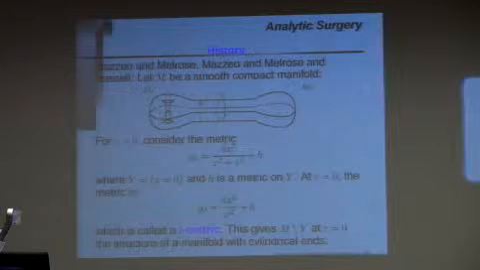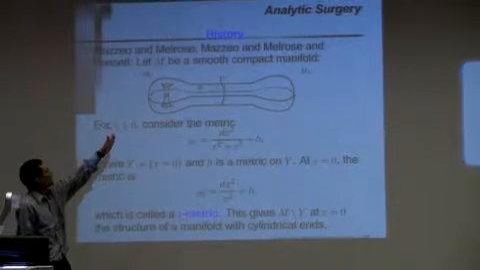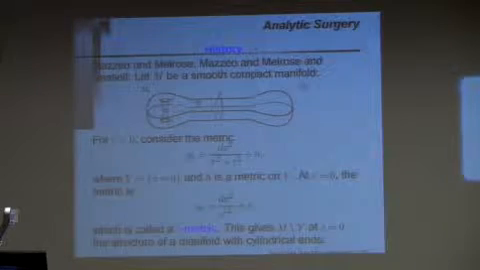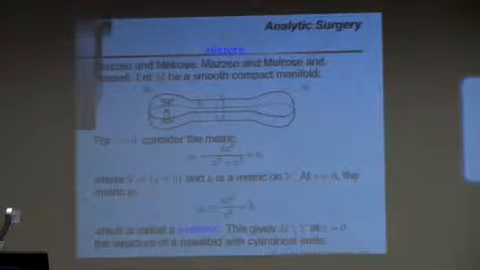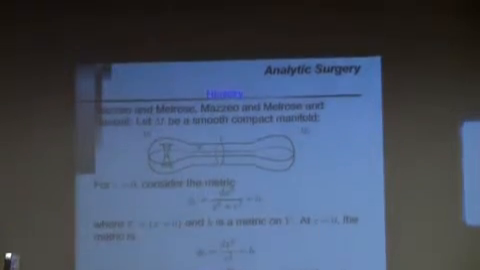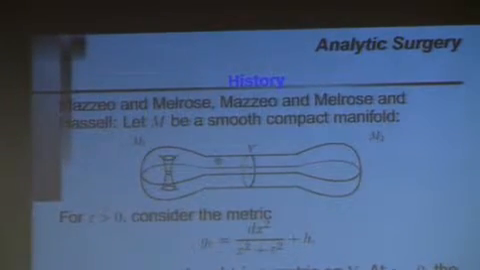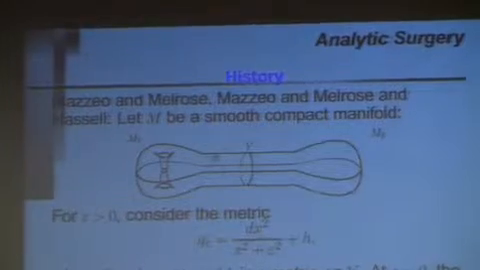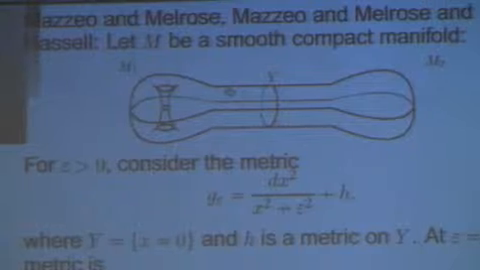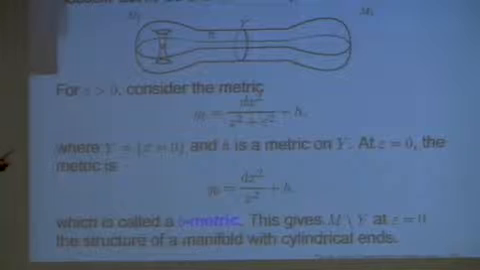Okay, so they look at a closed, smooth, compact manifold, and say that you have a hypersurface that divides it, and for epsilon greater than 0, they consider a metric g_epsilon equal to dx squared over x squared plus epsilon squared plus h, where x is a defining function for the separating hypersurface Y, and h is a metric on the cross-section Y. In this paper they analyze something called the eta invariant, which I won't talk about today, but it's a very important invariant. They study the behavior of the eta invariant as epsilon goes to 0.